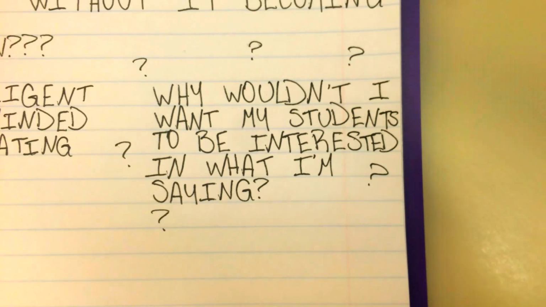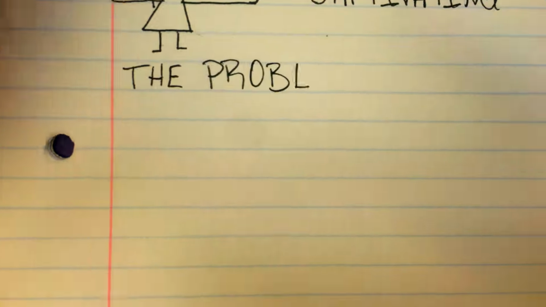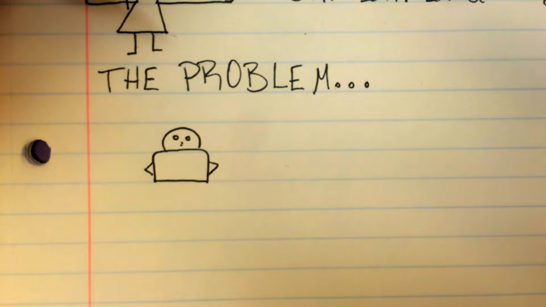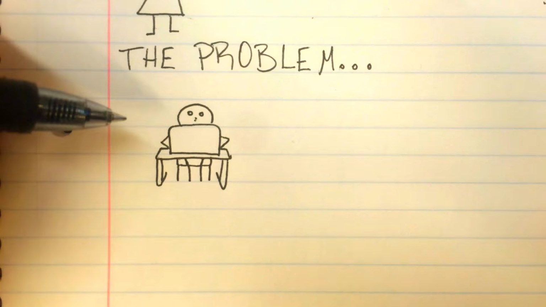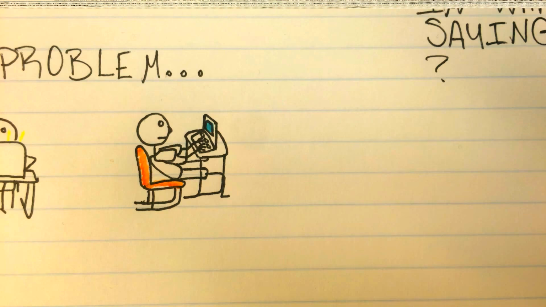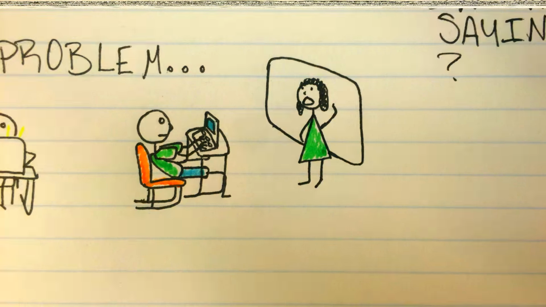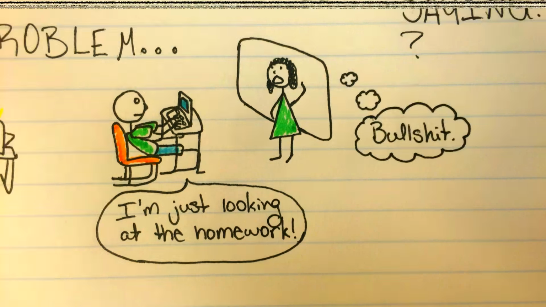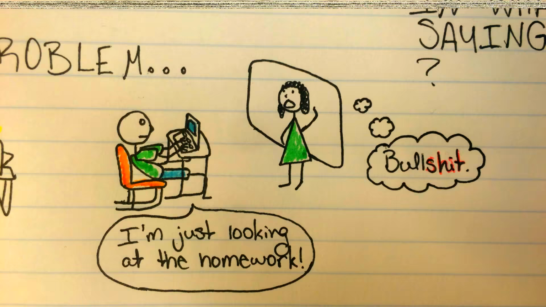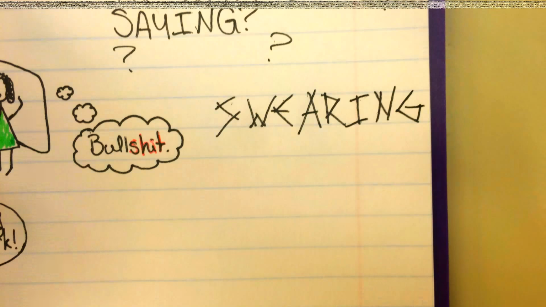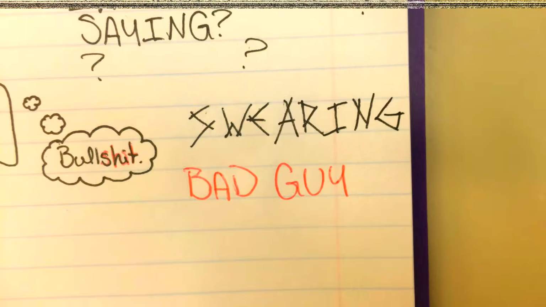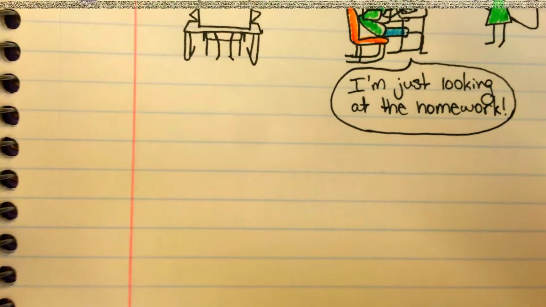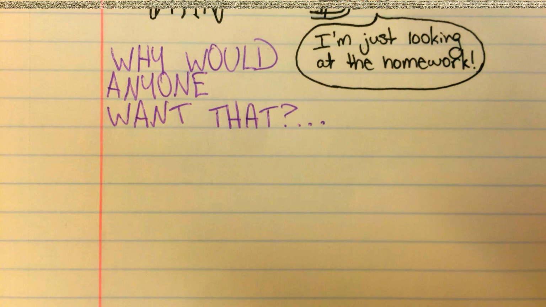The problem is, I don't want my students to get distracted by technology, because I know that there will be a point where a student will be on their computer while I'm trying to teach, and I'll ask them to put it away, and they'll say something smart like, "I'm just looking at the homework." And then, I'll think that's bullshit, but of course I can't say that, because then I get in trouble for swearing, and then I look like the bad guy, even though I'm just trying to do my job. And, why would anyone want to look like the bad guy?